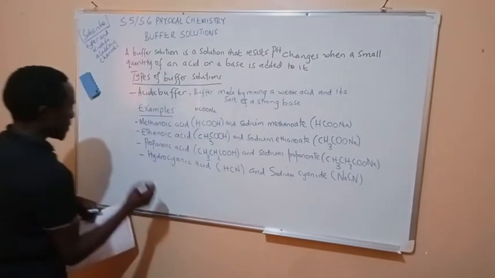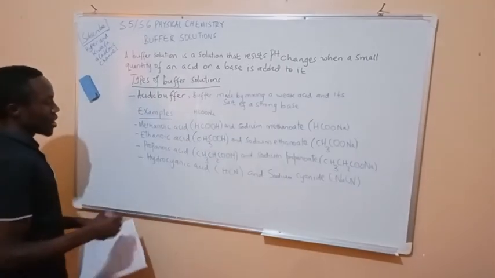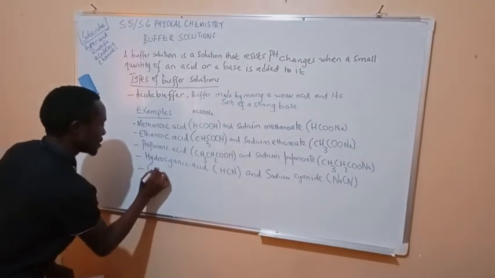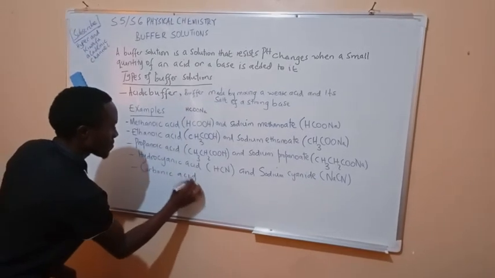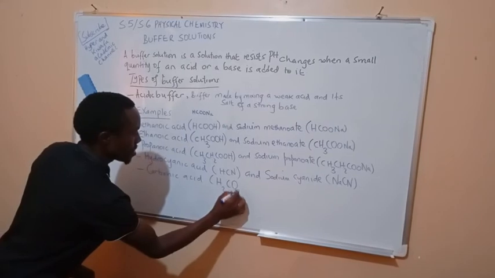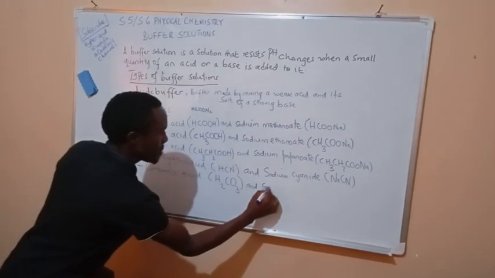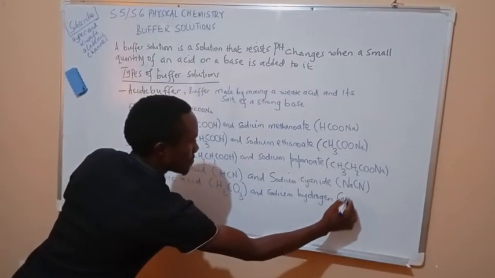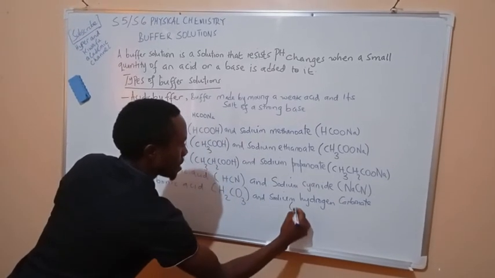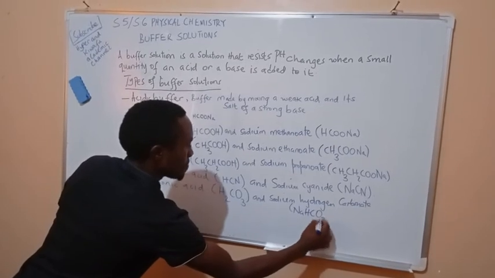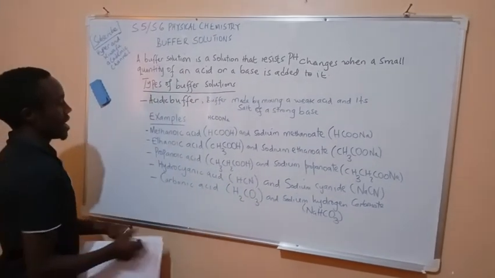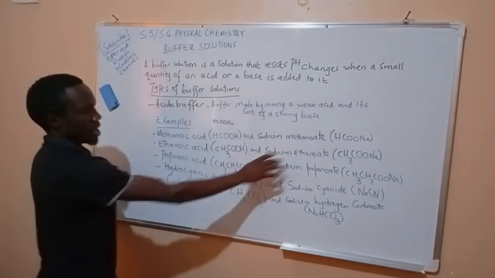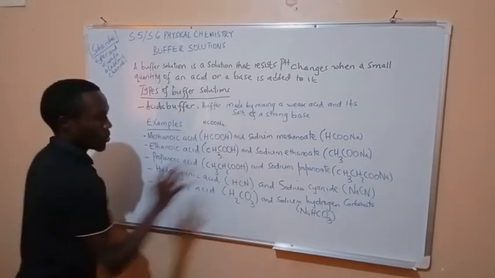You can also have carbonic acid and sodium hydrogen carbonate. That one will also make a buffer. Carbonic acid is H2CO3 and sodium hydrogen carbonate is NaHCO3. Now, all these mixtures I've written here, the mixture of methanoic acid and sodium methanoate forms an acidic buffer. The mixture of ethanoic acid and sodium ethanoate forms an acidic buffer, and all these others.